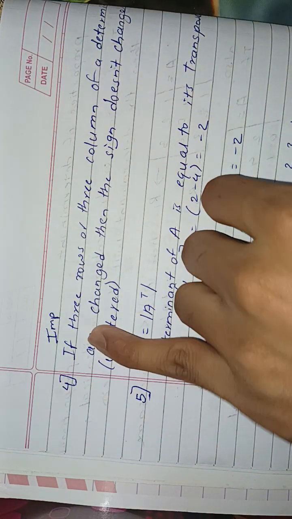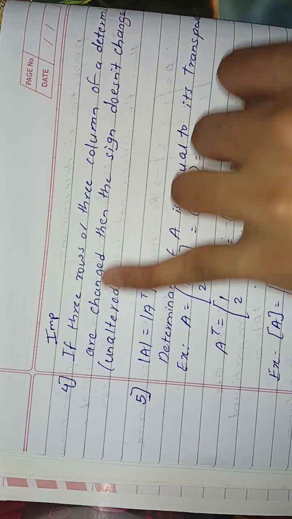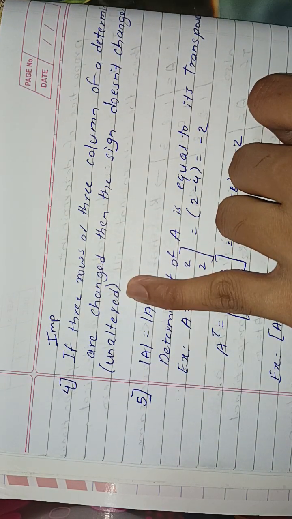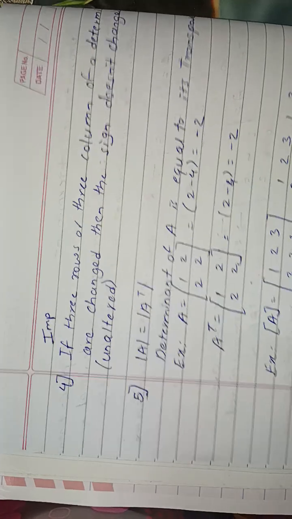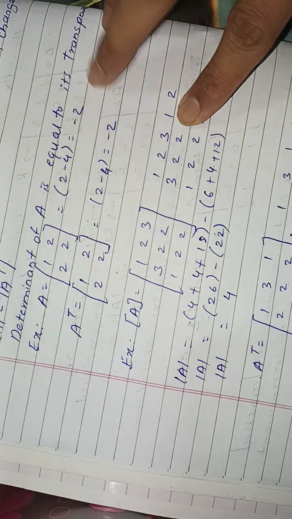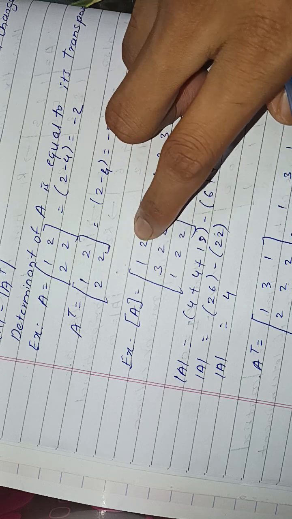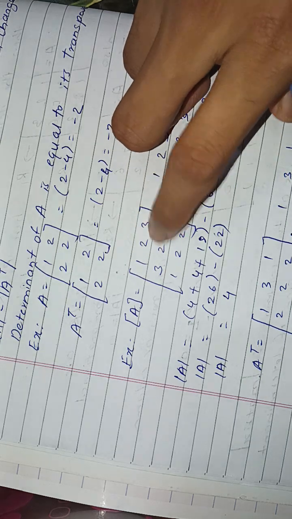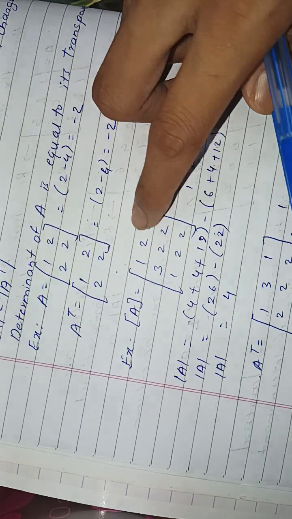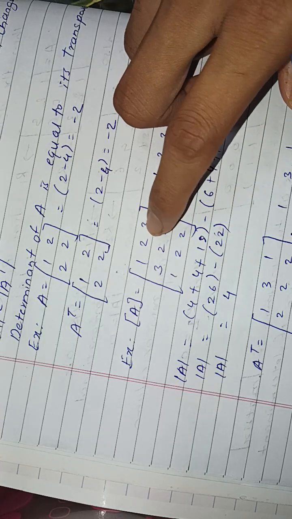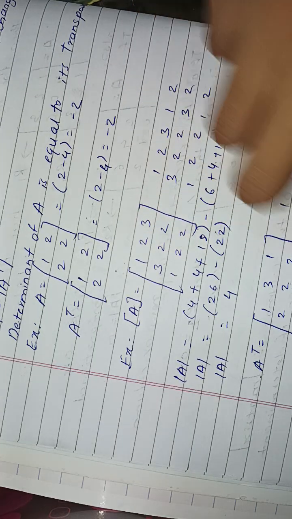So the fourth property is if three rows or three columns of a determinant are changed, then the sign doesn't change. That means if you just interchange this, like this row you write here, this row you write here, the value and sign don't change, it is always the same.